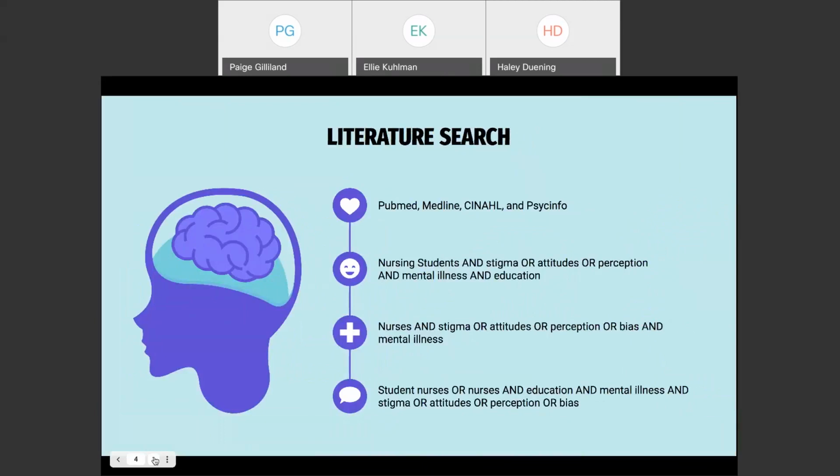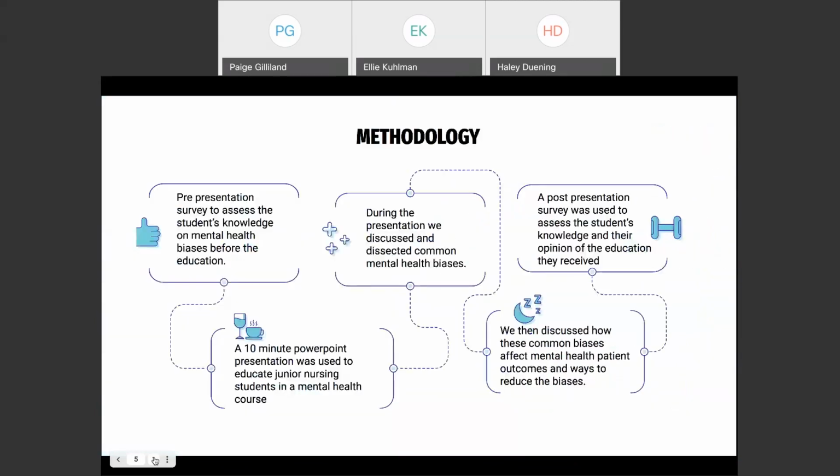The key words that we searched when finding our articles were nursing students, nurses, stigma, perception, biases, education, and mental illness. To gather our data, we presented our research regarding common mental health biases to a junior mental health class. We utilized a pre-presentation survey to assess the students' current knowledge on mental health biases before providing education.